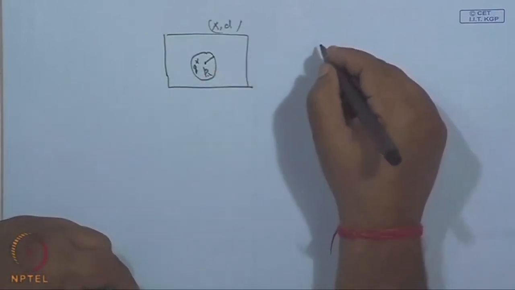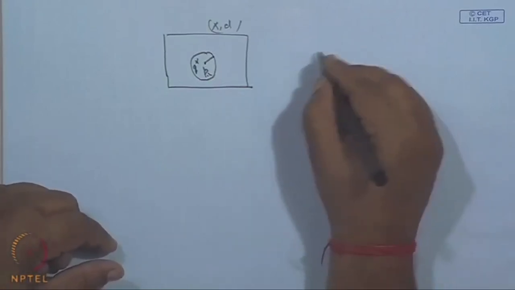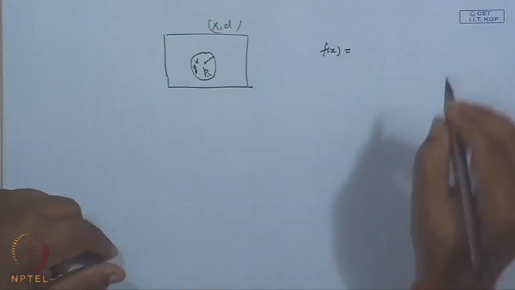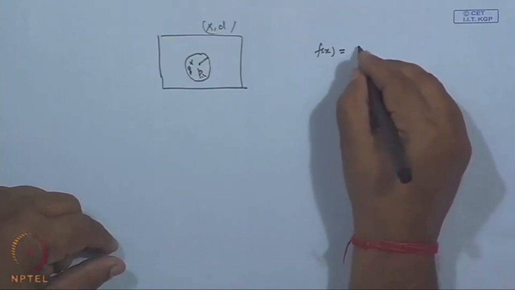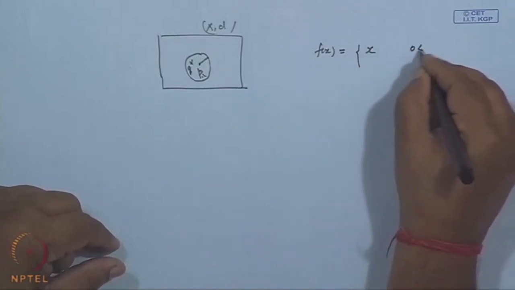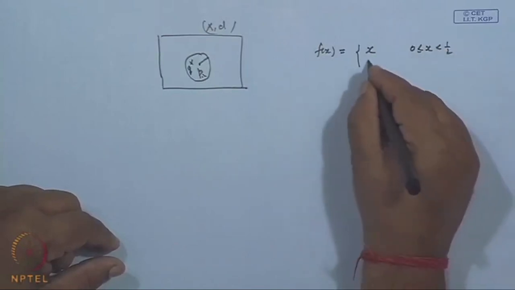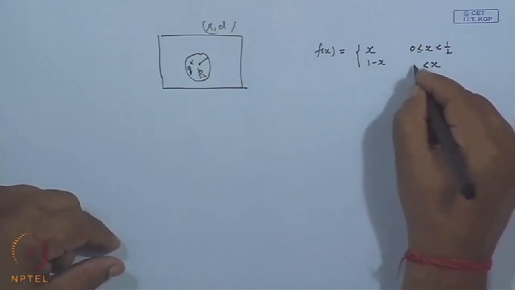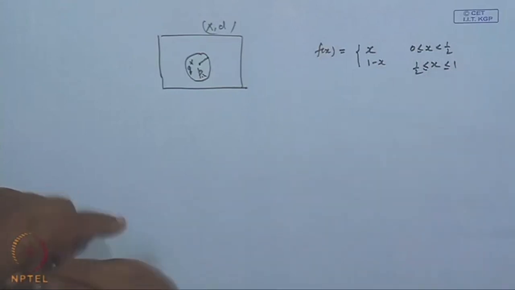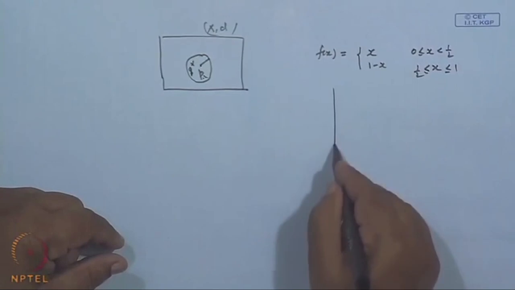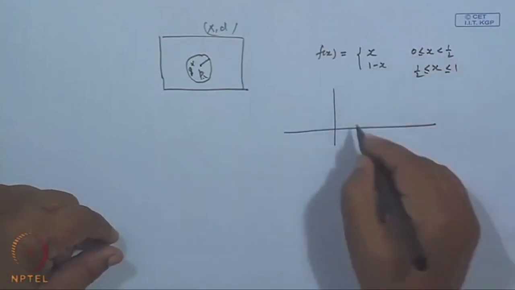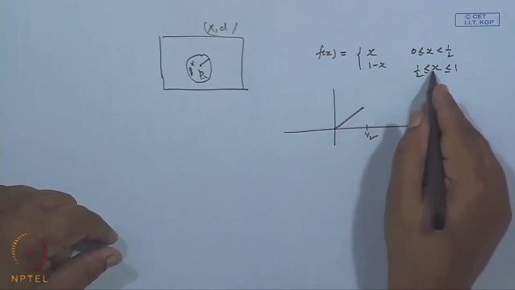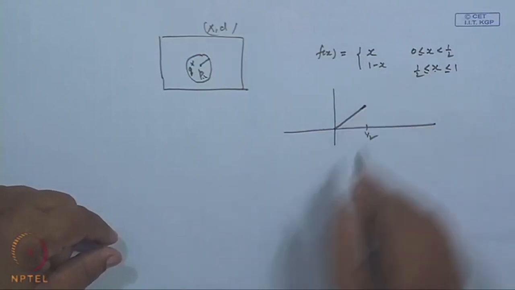Just for example, if we take the function f(x) equal to x when lying between 0 less than or equal to x less than half, and equal to 1 minus x when x is between half and 1, less than 1. What is this function? If we look at f(x) equal to x between 0 and half, the function is defined like this. At the point half, the function value is again half, so it attains the value here, and at 1 it is again 0.